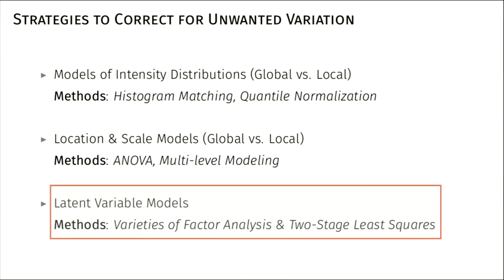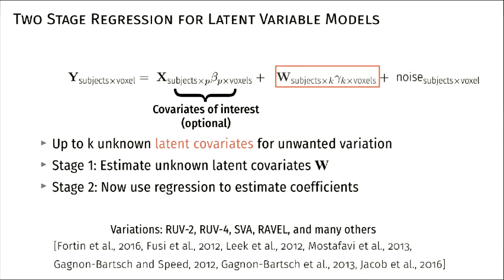So we're running a little bit short on time, but I want to quickly mention a different class of methods. These are latent variable models. Here you might have your data again, and some covariates of interest like age or group differences. The idea with this class of models is that there's some unknown set of latent covariates that explain all the unwanted variation in your data.